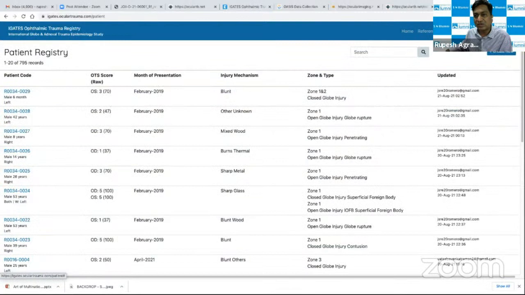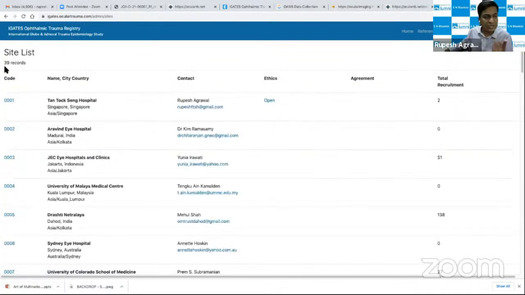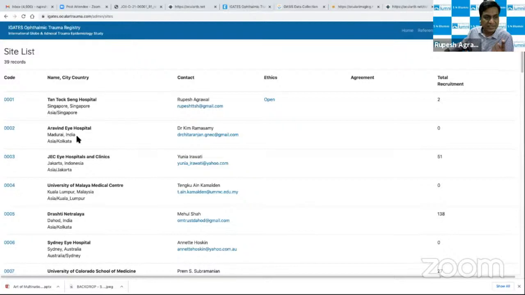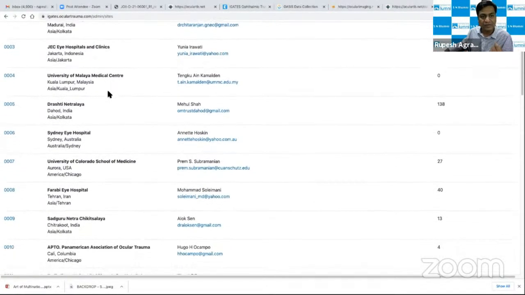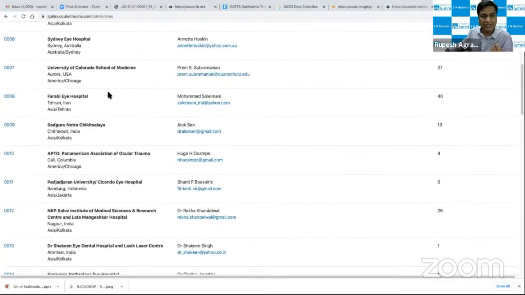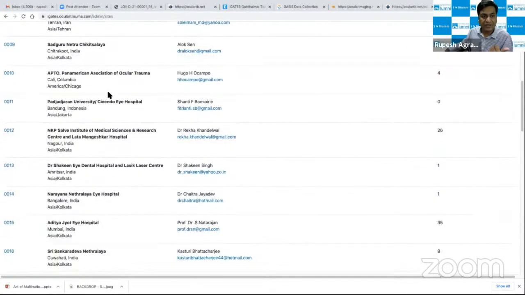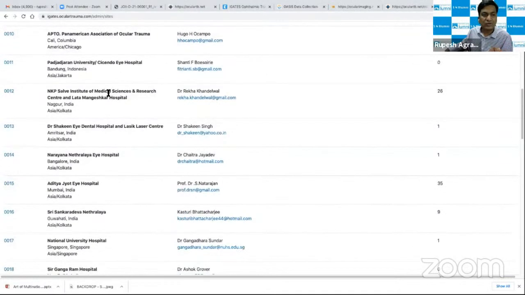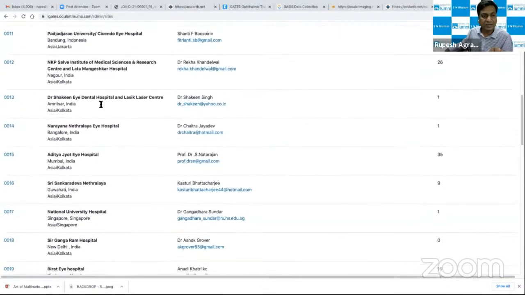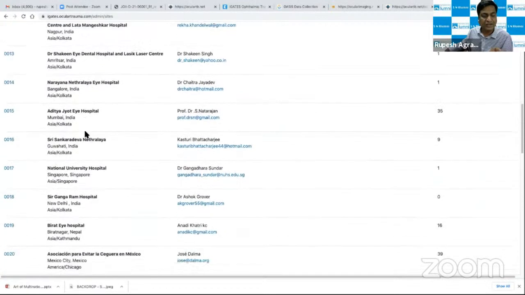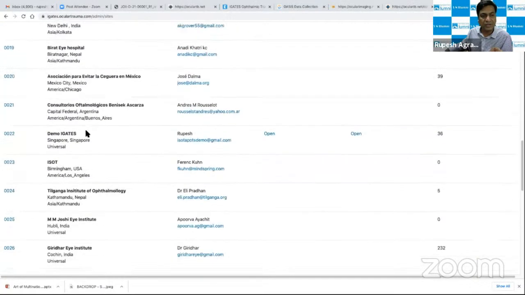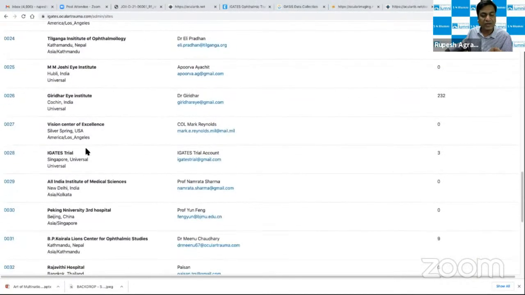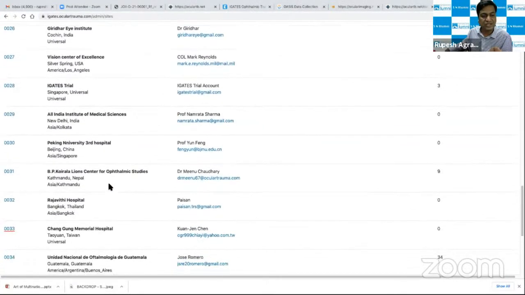If you look at the collaborations we have here, we have almost 39 different sites, starting from Aravind Eye Hospital, where Dr. Kim is; we have Jakarta, Malaysia, Gujarat, Sydney, Colorado, Iran, Chitrakoot on board, APTOS, NKP Salve, Sardar Singh Hospital from Amritsar, Narayana Nethralaya, Bangalore, Aditya Jyot, Shankar Deva Netralaya, National University Hospital, Ganga Ram, Nepal, and of course the Telangana Institute, MM Joshi, and the Giridhar Institute. They have already entered 232 records, along with the All India Institute of Medical Sciences, China, and others.